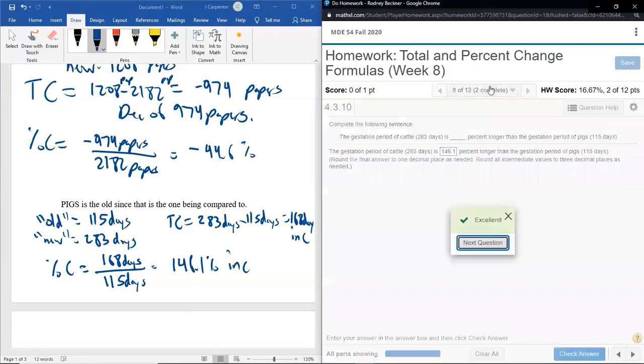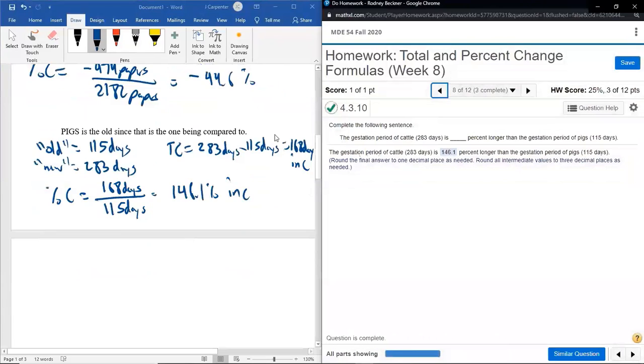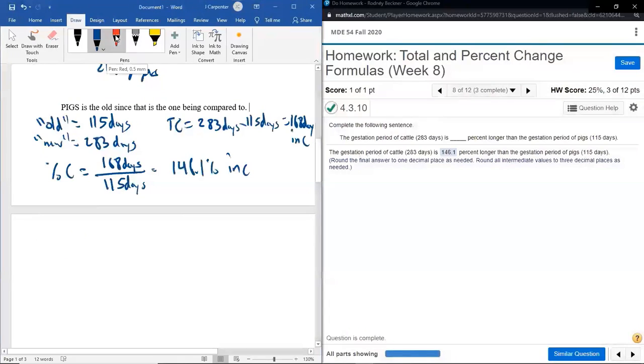146.1, they already have the word percent in there, and we got it right. Excellent. And before we move on, I said I was going to do this backwards. So what if we said the gestation period of pigs is blah, blah, blah percent "longer" than cattle? I'm going to say longer here in quotes just because I'm not going to change that word, but it is wrong. Why is it wrong? Because the pigs are shorter than the cattle, so how could this be longer? So it should be shorter, really.